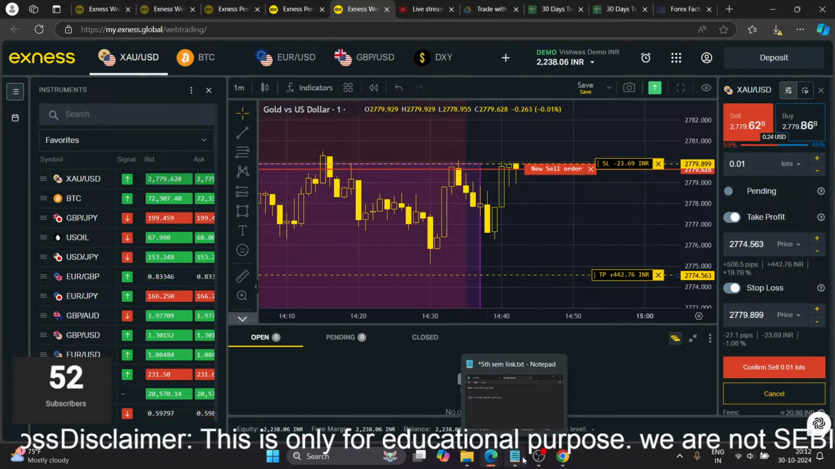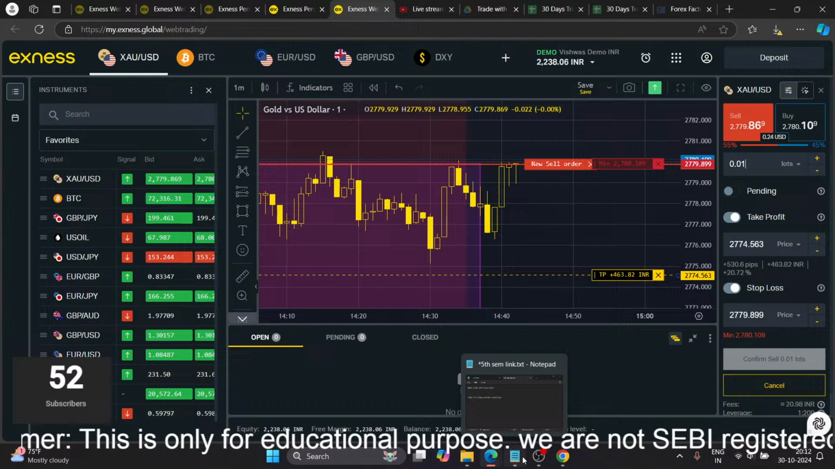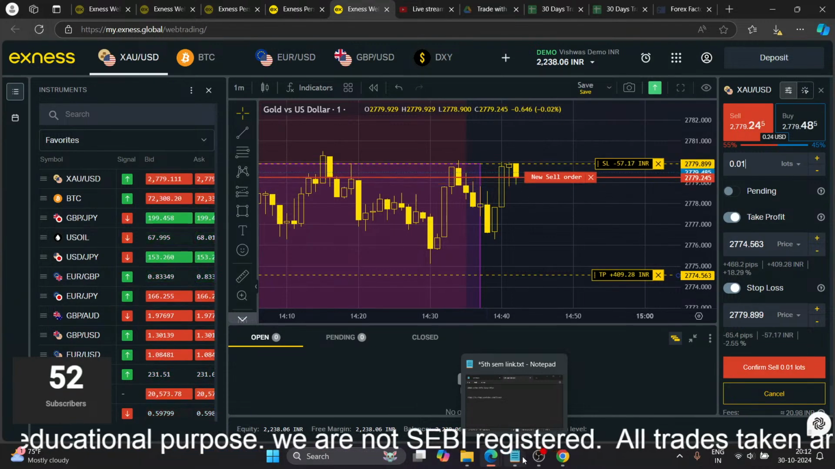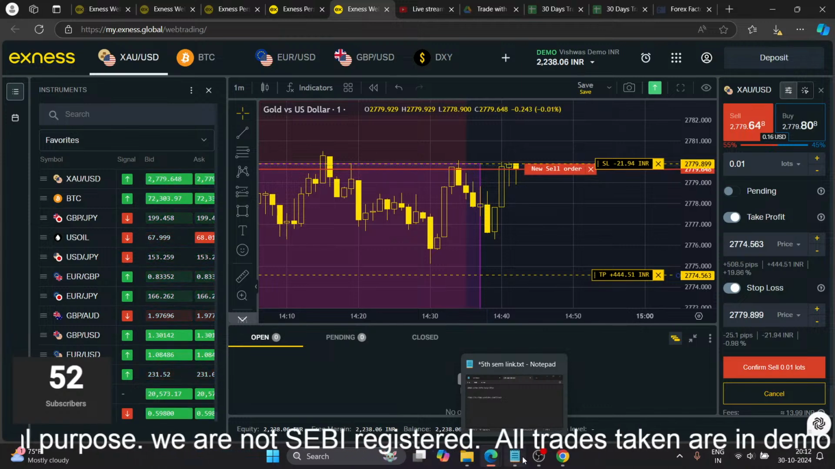So here I want to start with 2,500, because if you start with 2,500, people will not have that psychological, negative effect when they lose 250 rupees. They will be like, okay, it's okay. It's a part of trading.